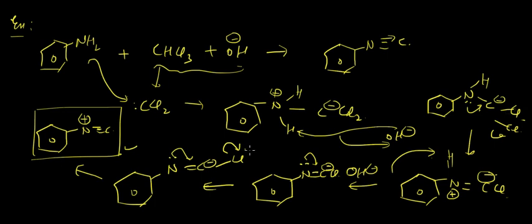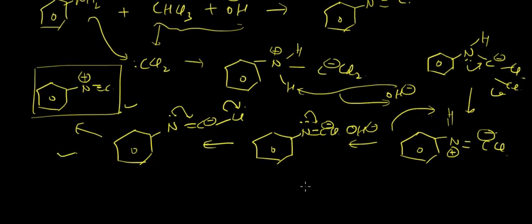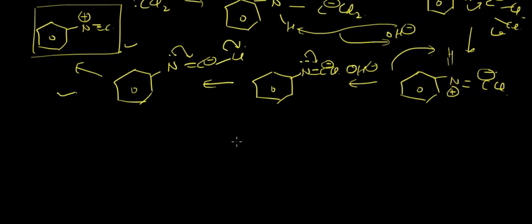Okay, so just remember the mechanism. It's a slightly tricky mechanism. Okay, so I think we are good with these examples. We have seen a lot of examples for the isocyanate test. So now we'll be moving on to our next reaction, which is Kolbe-Schmidt reaction.